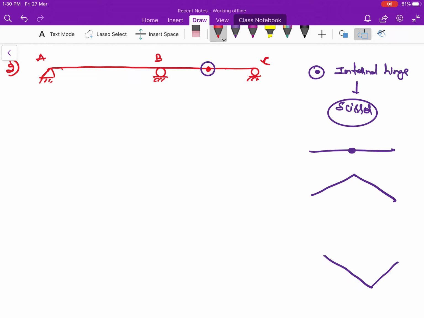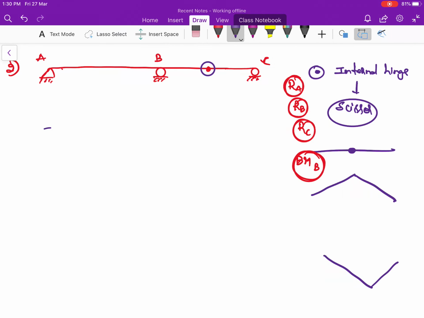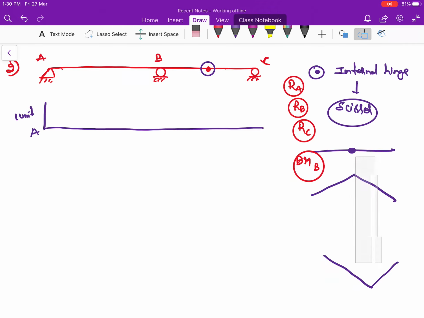In this question they are asking to find the reaction at point A, reaction at point B, one more reaction at point C, then bending moment at point B. First let me find the reaction at point A. Reaction at point A can be written as 1 unit at point A. Is it fine? So after that what happens? The reactions come to be like this, B.